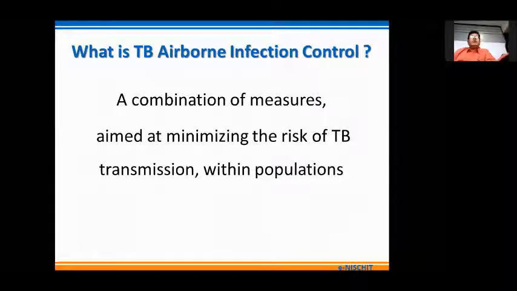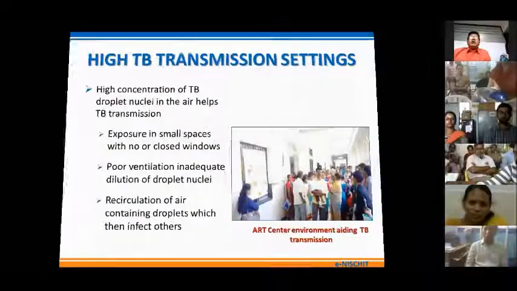So how do we define airborne infection control? A combination of measures to reduce TB transmission within the population. So all our efforts which we are making to minimize the risk of transmission constitute AIC. Next slide, please.